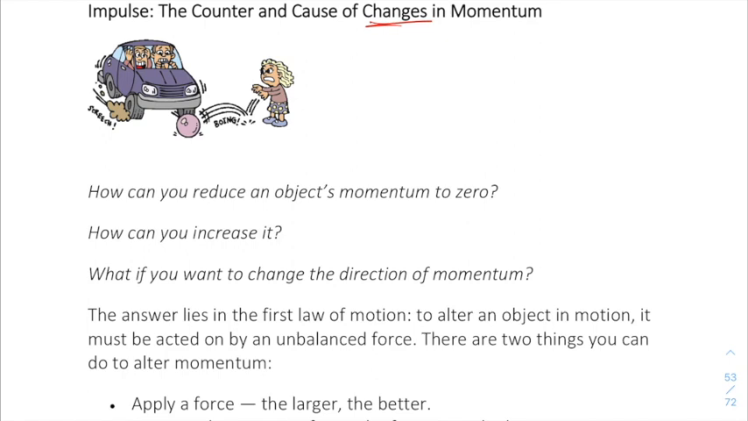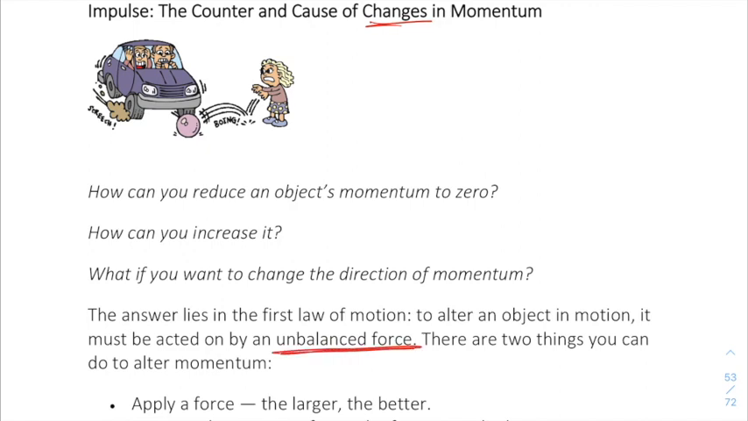So how can you reduce an object's momentum to zero? This is a thought to think about. How do we reduce it? How can we increase the momentum? What if you want to change the direction of momentum? The answer to all of these is in the first law of motion. To alter the object in motion, it must be acted on by an unbalanced force.